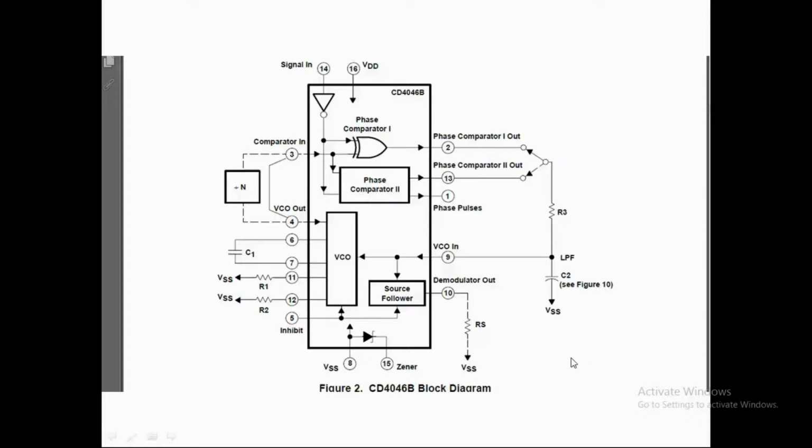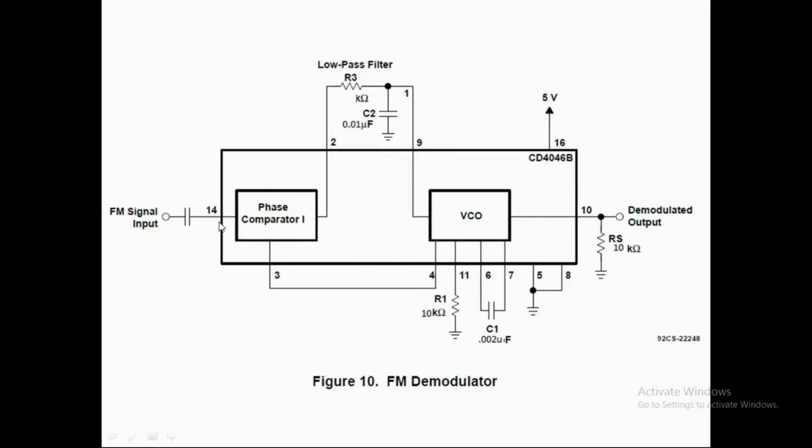When a PLL is locked on an FM signal, the VCO tracks the instantaneous frequency of the signal. The VCO input voltage, which is the filtered error voltage from the phase detector, corresponds to the demodulated output. The figure shows the connections of the CD4046 as an FM demodulator. The signal must be AC coupled to the signal input terminal 14. Phase comparator 1 is used for this application because a PLL system with a center frequency equal to the FM carrier frequency is needed. Phase comparator 1 lends itself to this application also because of its high signal input noise rejection characteristic.